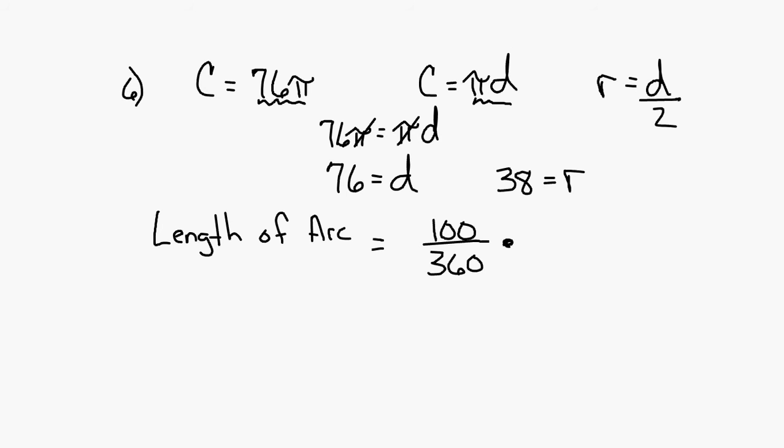And you multiply that by 76 pi, which is the circumference. And that will give you the length of that arc. So in your calculator, you can take 100 and divide it by 360. And it's sitting in your calculator, 0.27777. Then you can push times 76 times the pi button and hit equals. And you're going to get 66.32.